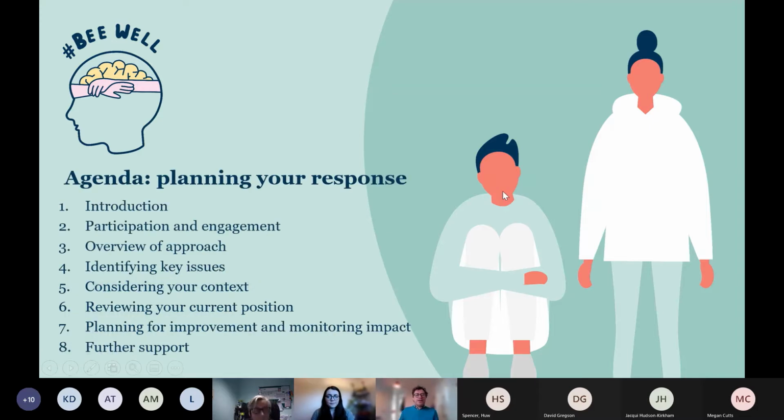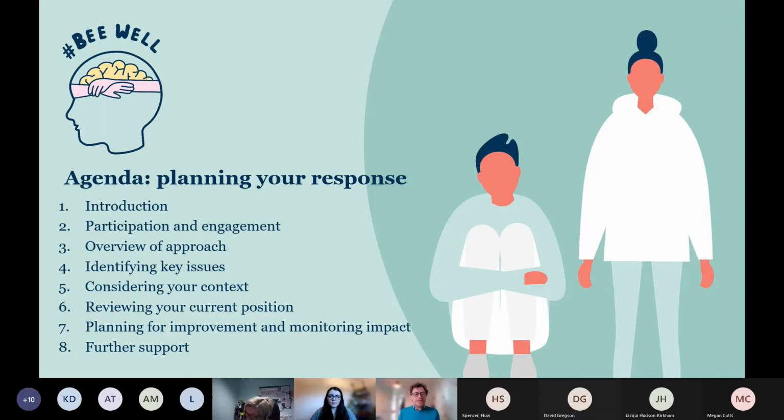So in terms of our agenda today, I'm going to introduce a bit of context, how this connects with some resources that we've recently published. I'm going to talk about participation and engagement at the start, but also we'll be thinking about that as we go through the session and encouraging you to think about that as you plan your response. I'll then do an overview of the approach that we're suggesting in terms of responding to the data. And then we'll think about some of the steps within that approach.